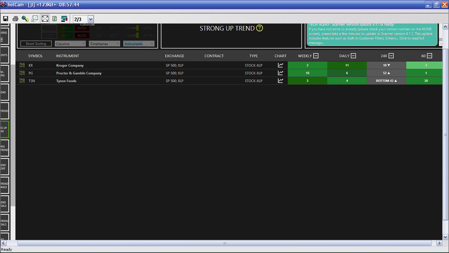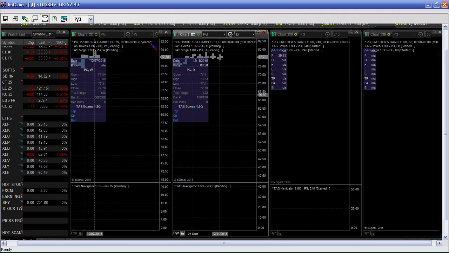I got that on the XLF. Let me switch that. Man, I love this software. I love it. You can get down to business really quick.